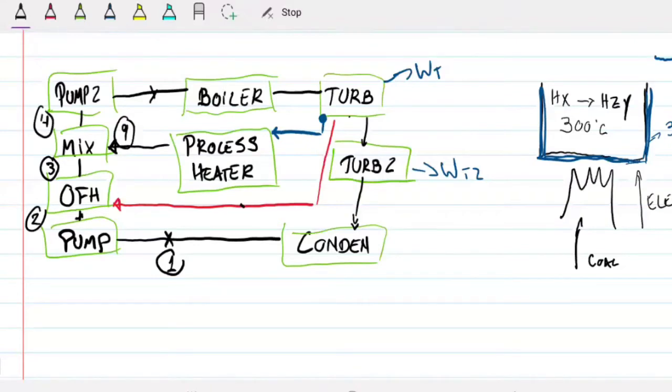But check out, states 3, 4, and 9 are the same, because in the mixing chamber nothing changes. It's not like we're putting more energy in there, or putting in more pressure, or doing anything like that. No, it's just a place in which the water coming from the open feed water heater is mixing with the water coming from the process heater.